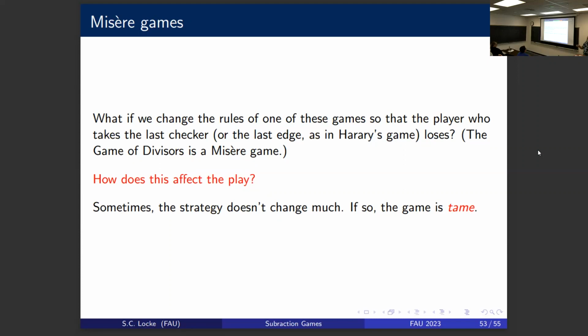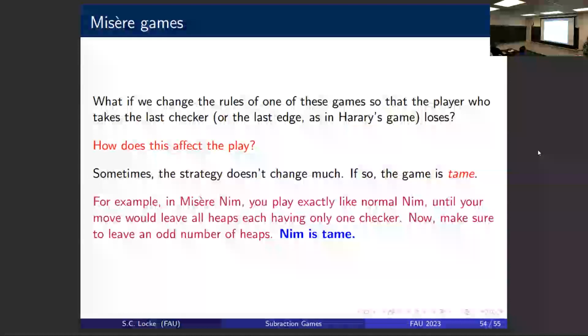Another version is what happens if you say the person who takes the last one loses, which is what happens in the game of divisors. That's called a misère game. If the strategy is the same, more or less, as it was in the regular game, the game is called tame. So misère nim, you play just like you play nim until you get right near the end. Nim is called a tame game.